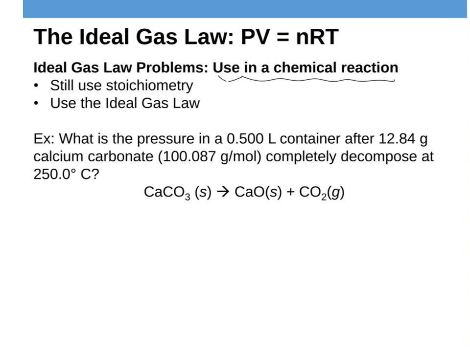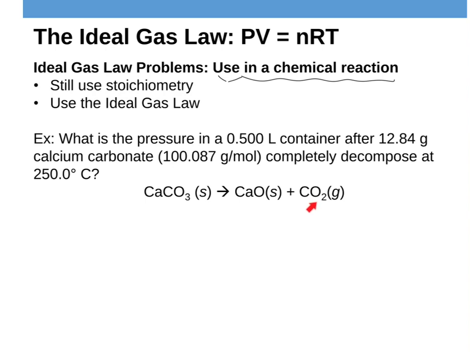For example, if I was to ask what is the pressure in a 0.5 liter container after 12.84 grams of calcium carbonate completely decompose at 250 degrees Celsius? So what is the pressure after a certain amount of calcium carbonate decompose? And I gave you the equation here: calcium carbonate turns into calcium oxide and carbon dioxide. But you'll notice that I have a solid and a gas. So I can use information about gas properties like temperature, pressure, volume, those sorts of things to figure out how many moles there are of a gas reactant or product in an equation.